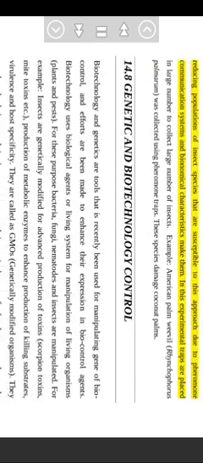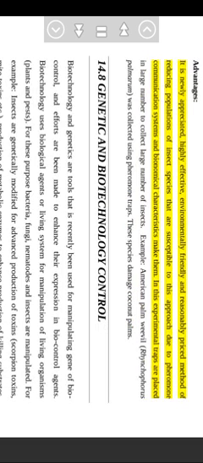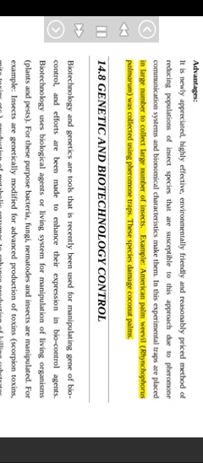Advantages: it is a newly appreciated, highly effective, environmentally friendly and reasonably priced method of reducing populations of insect species that are susceptible to this approach due to pheromone communication systems and bionomical characteristics. In this, experimental traps are placed in large numbers to collect large numbers of insects. Example: the American palm weevil, Rhynchophorus palmarum, was collected using pheromone traps. These species damage coconut palms.